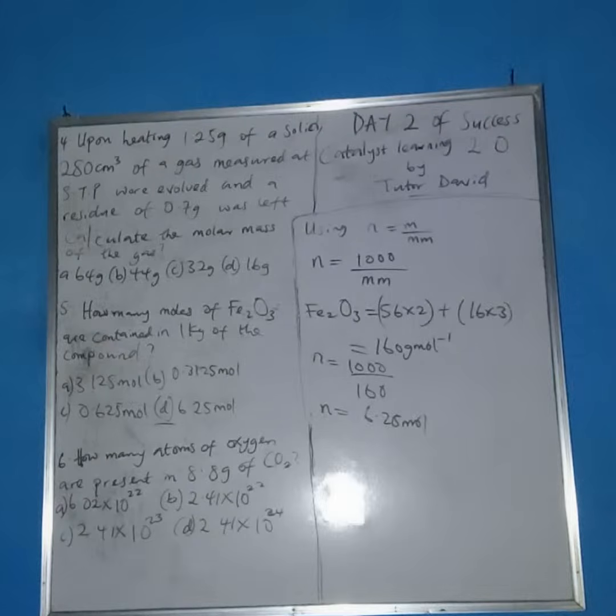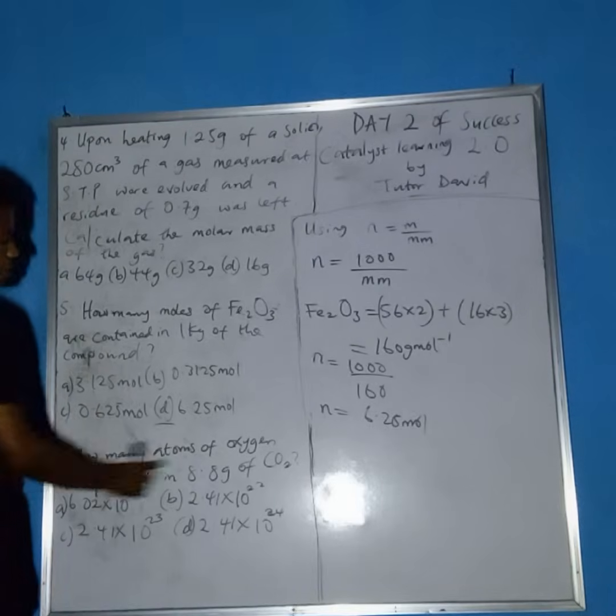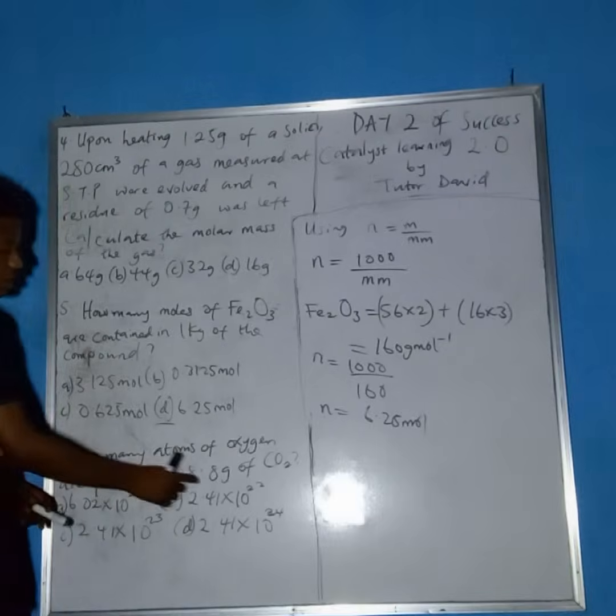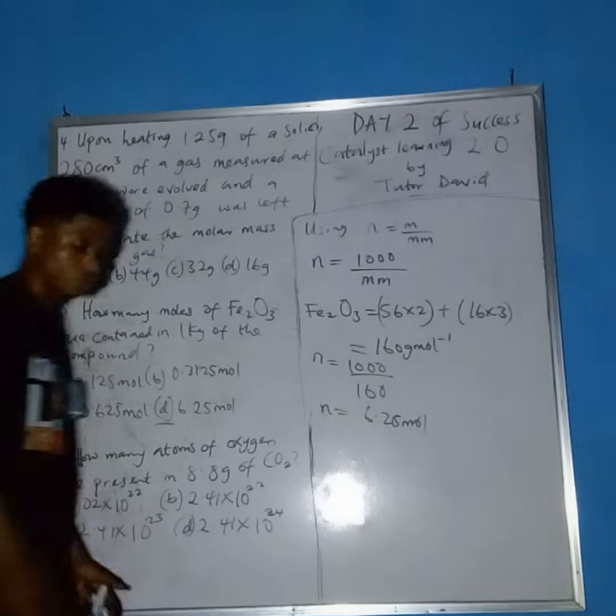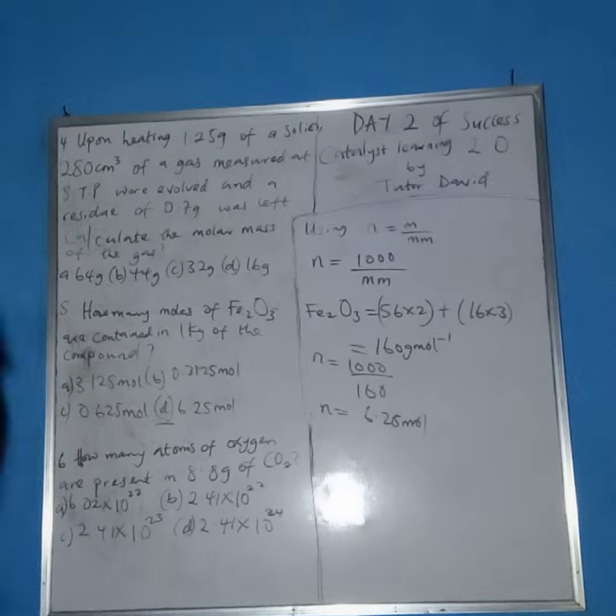in 8.8 gram of carbon dioxide? How many atoms of oxygen are present in 8.8 grams of carbon dioxide? Okay, so first of all, they asked us how many atoms of oxygen are present in 8.8 grams of carbon dioxide. Firstly, we have to convert from this gram to number of moles. Do you know why? Yes, we just have to convert, so that we can know. Because from the moles we cannot tell the atom. Right?